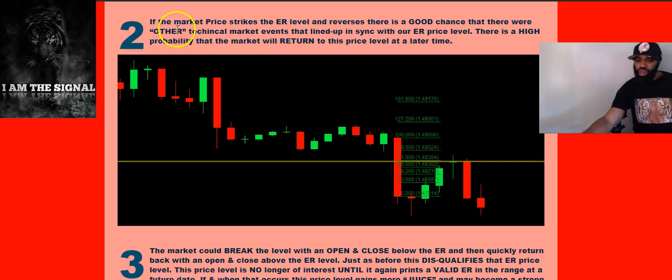Just like before, if the market strikes an Enrico's rift level and it reverses, there's a good chance that other technical events were in the market, right? As we said, Fibonacci magic numbers, Elliott wave magic numbers. All of those could have been in play also in the market. All right.